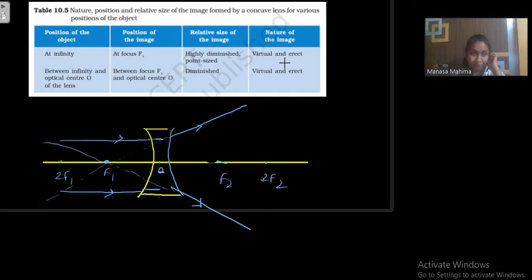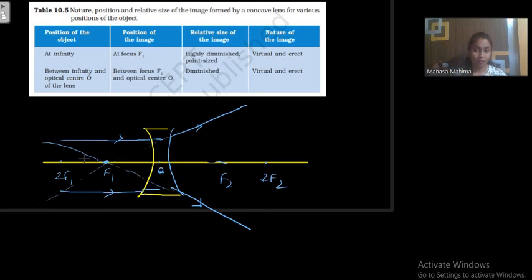The image is formed behind the lens, virtual and direct. The image which is formed in the case of a concave lens will be virtual as well as erect.